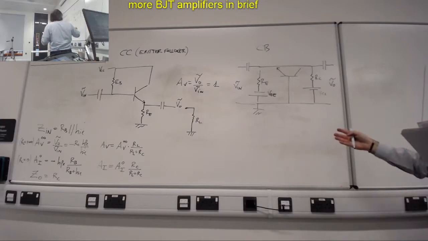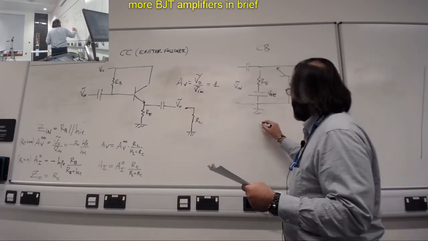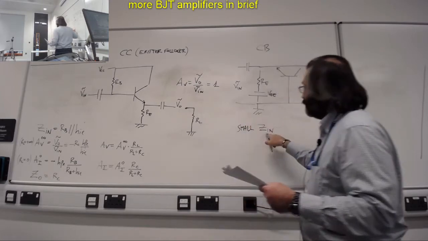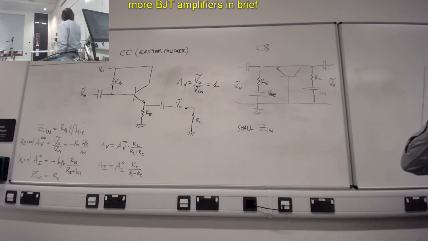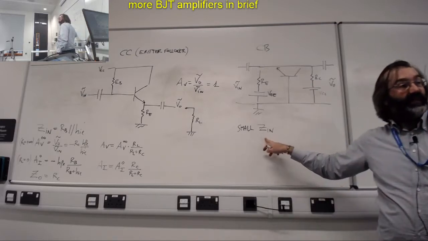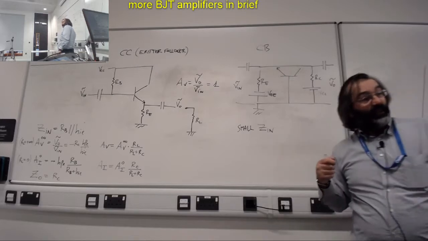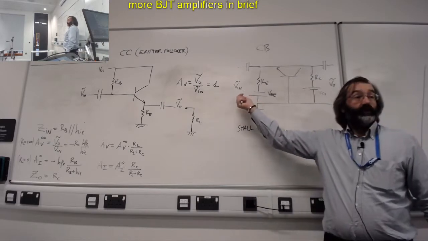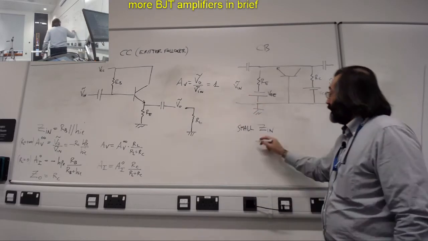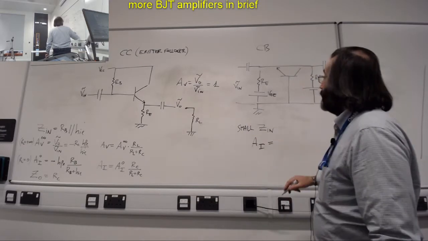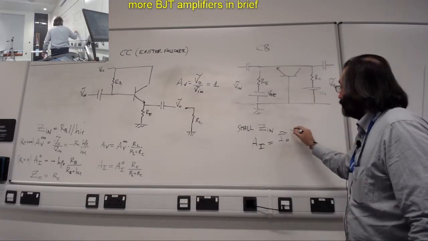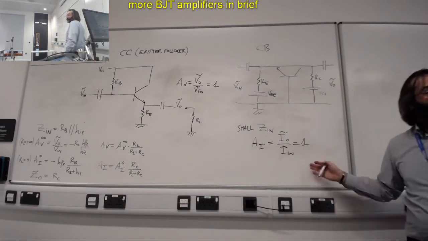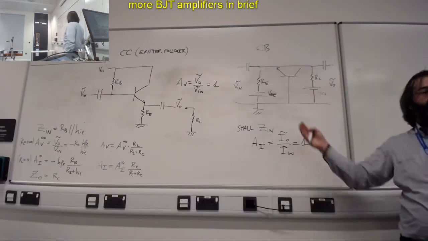So the nice thing about this circuit is that it has very, very small input impedance. The fact that the input impedance is small means that you can put a lot of current into this input. Okay? And another nice property is that the current amplification is 1. So this also could be called a follower in current.